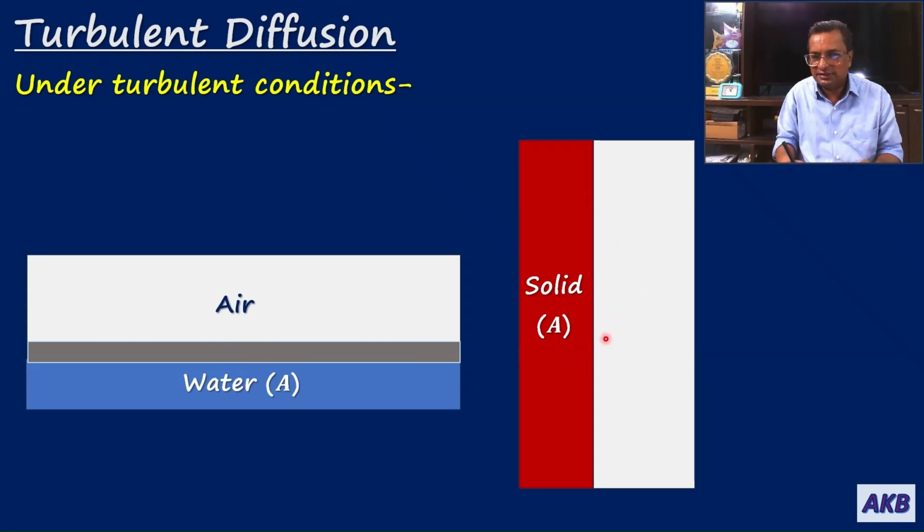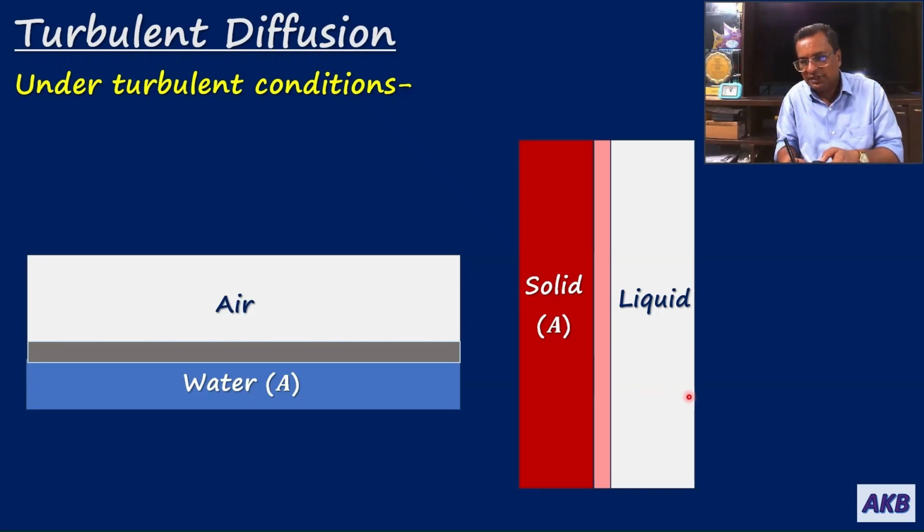The same is the understanding in this example. You have solid A, where liquid is flowing under turbulent conditions. Then very close to the solid surface, there will be a thin film where conditions will be laminar. And when you move away from the surface, conditions will become turbulent. So within the film, molecular diffusion is the dominating phenomenon. But as you move away from the surface, turbulent diffusion becomes the dominant phenomenon.